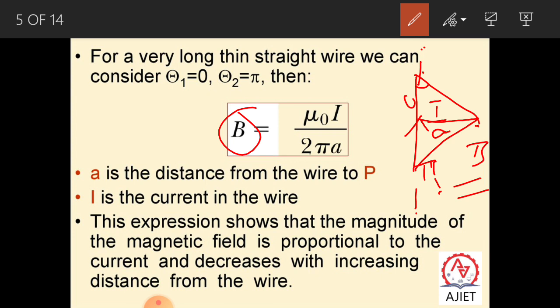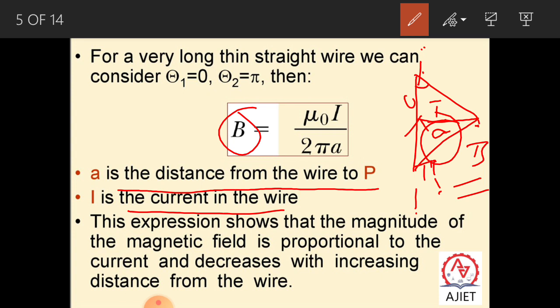So this can be called as a. Okay, so A is the distance I have written here. A is the distance from the wire, and I is the current in the wire. And if you substitute this one, we can calculate what is the magnetic field. Very thin, long, straight wire, almost something like an infinitely long wire. So B is equal to mu naught I by 2 pi a.